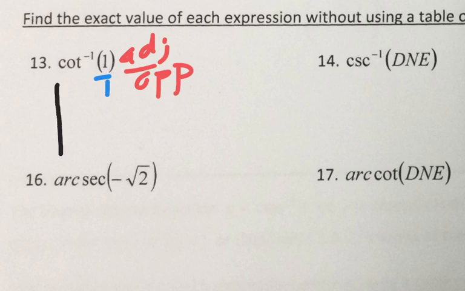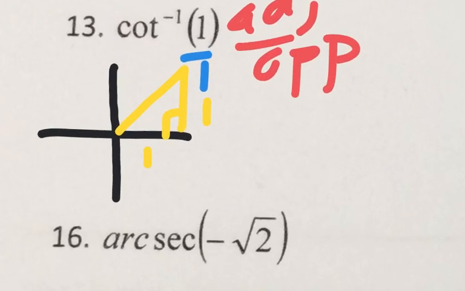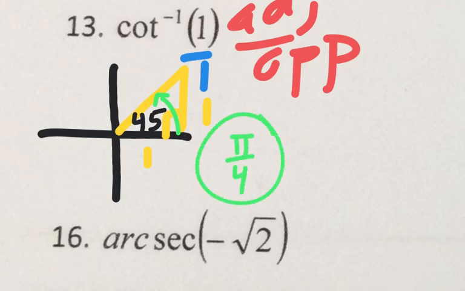For what two quadrants is inverse cotangent defined? 1 and 2. And this ratio is positive. So what quadrant am I in? 1. Now my adjacent side needs to be 1. My opposite side needs to be 1. And so what is this angle? 45. It is a 45 degree angle. This is a 1, 1, radical 2, 45, 45, 90 special right triangle. So now the question is, how much did I rotate in radians to get 45 degrees in the first quadrant? I rotated pi over 4 radians. Questions?